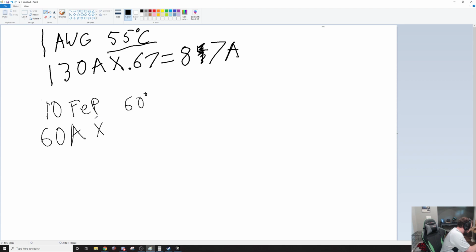So whenever we come here, FEP insulation is a 200 degrees Celsius insulation. So you will use the column for 200 degrees Celsius. 60 at 200 degrees is 0.94.